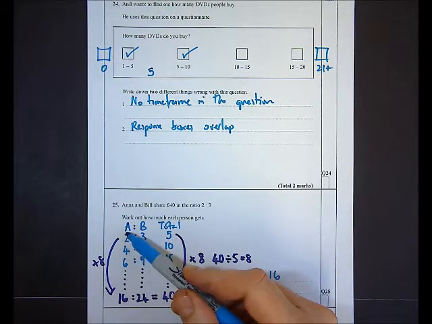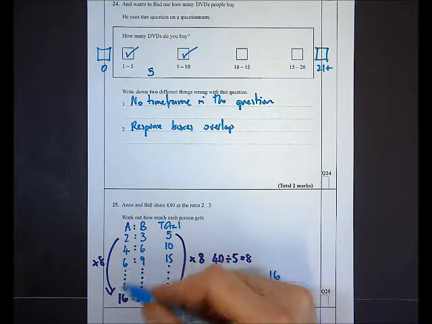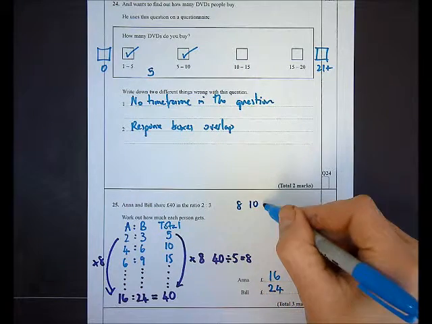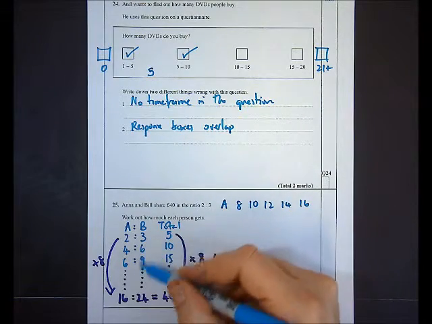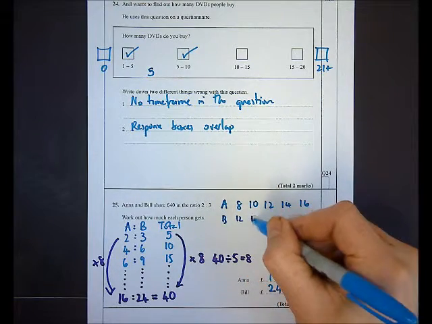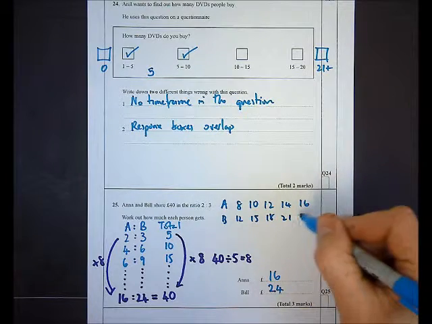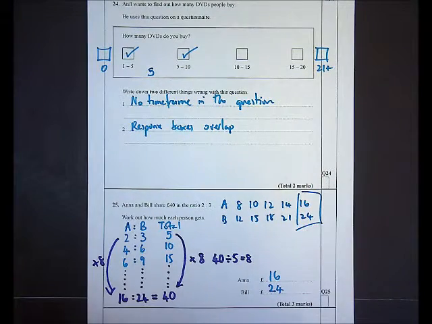I could, of course, just have kept going here, and I'd gone 2, 4, 6, 8, 10, 12, 14, 16. That would have been Anna's. Bill's, again, 3, 6, 9, and he would have then gone to 12, 15, 18, 21, 24. I've got the same answer. Either way is acceptable.